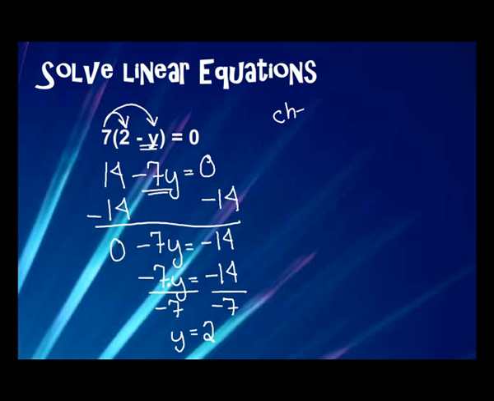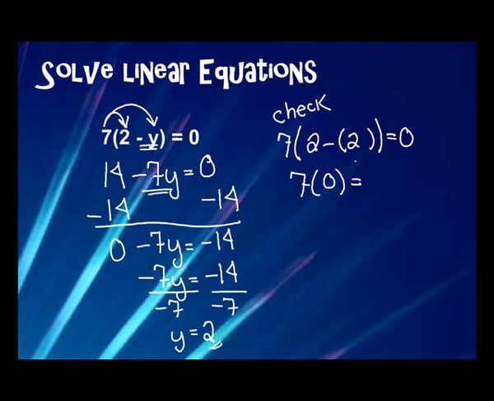But let's check that just to make sure that we're right. So I'm going to write the equation. 7 times 2 minus, I'm going to put a parentheses where my y should be, equals 0. And remember, we decided that y is 2, so I'm going to put 2 in there. So 7 times 2 minus 2 is 0. Hopefully will equal 0. Well, it does. 0 equals 0, so I know that I did it right, and my answer is y equals 2.